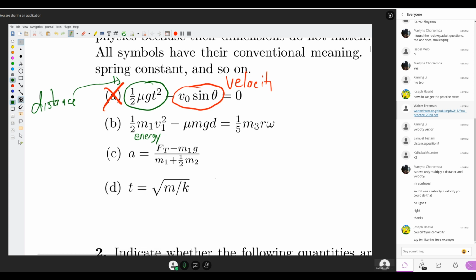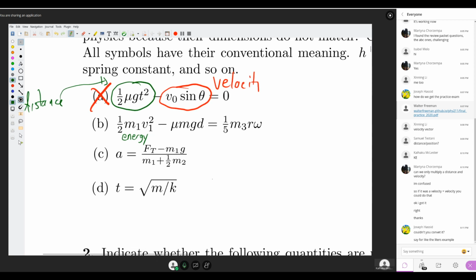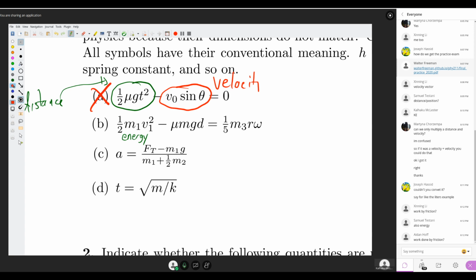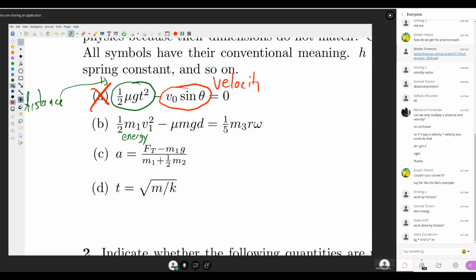So 1/2 mv squared is an energy. What's the next one? What is mu mgd? If we don't recognize that from an equation somewhere, then we can always just look at what all of the units are. But does anybody want to give an intuitive stab? Yeah, that looks like a work done by friction, as Lisa and Samuel have said, and that is also an energy.